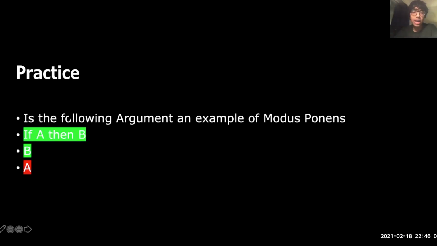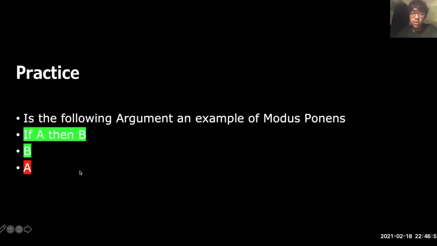All right, let's do one practice question. Is the following argument an example of modus ponens? If A, then B; B; then A. Pause the video and think about it for a second. The answer is false. This isn't modus ponens because modus ponens' structure is if A, then B; A; then B. Here, however, B comes before an A, and that makes it an invalid argument.